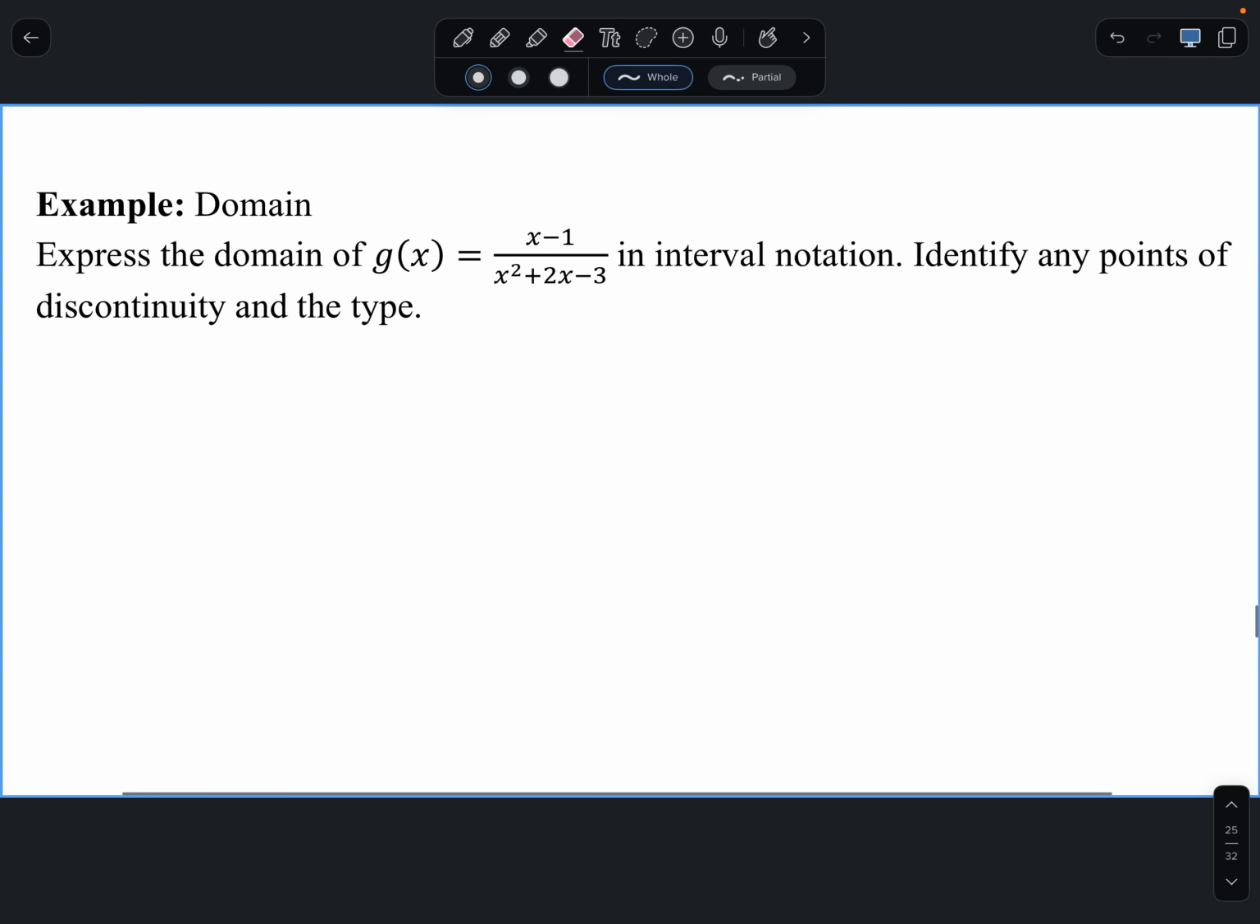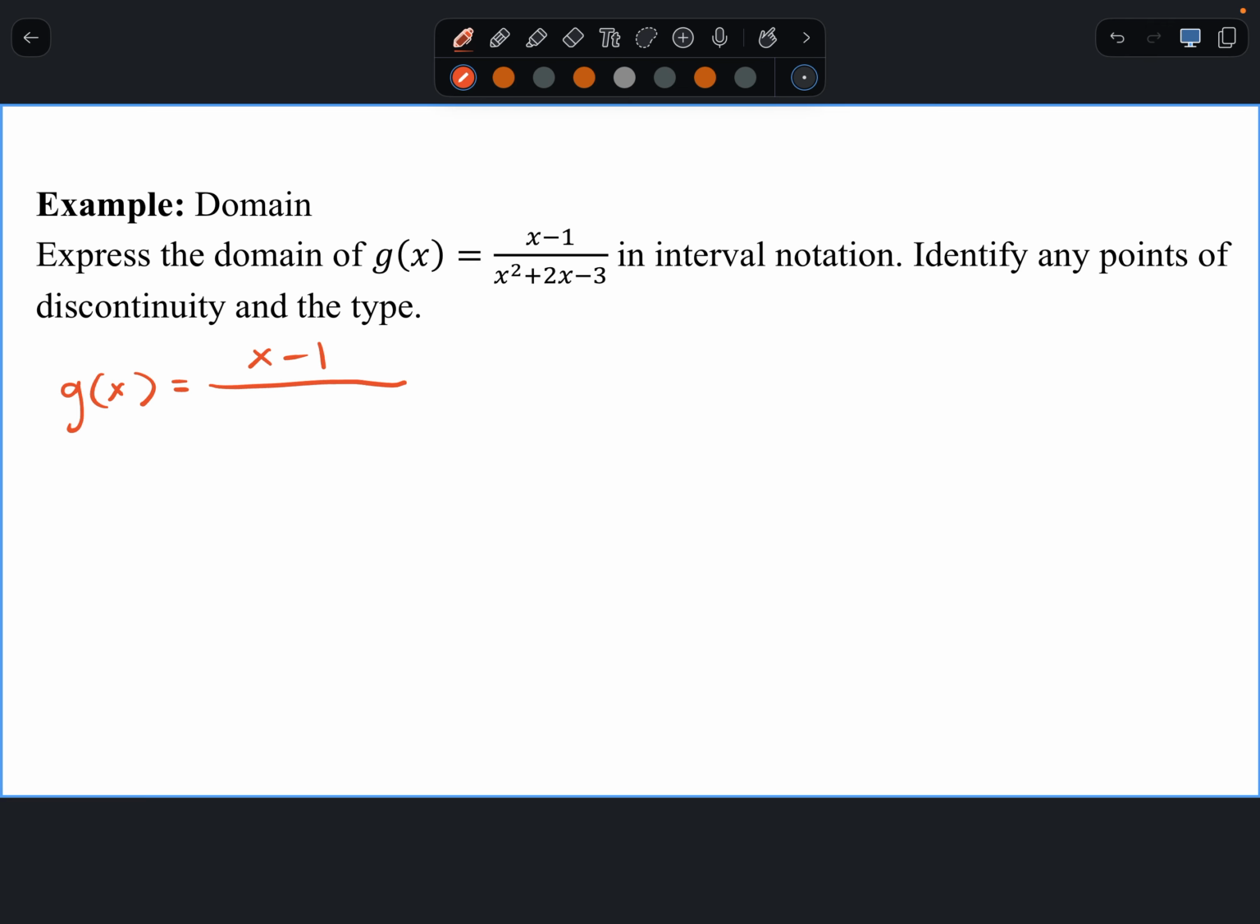Same idea. We have this rational function. In order to determine domain, it's helpful to get the numerator and denominator into factored form, because then that allows us to see what values we have to exclude from the domain. Can't factor the numerator, but the denominator factors to (x + 3)(x - 1).